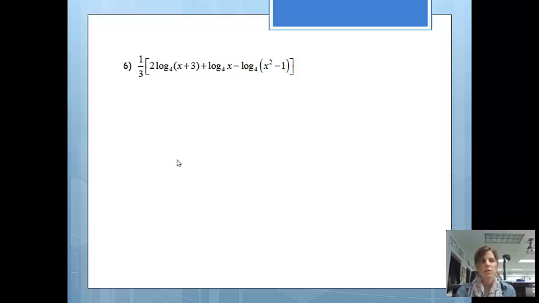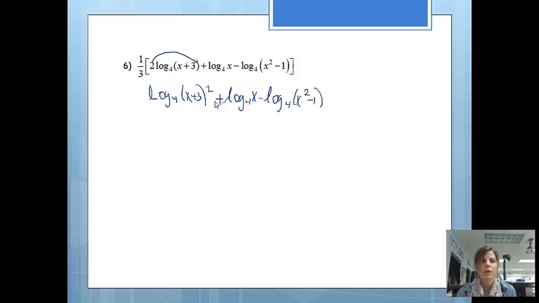Okay, let's do one more here. I'm going to ignore this 1/3 until I'm all the way done with the problem. First thing that I'm going to do, there's a 2 sitting out front, so I know I can bring that to the power spot. So I'm going to have log base 4 x plus 3 squared. Nothing I can do with this next one really. And nothing I can do with the next one.